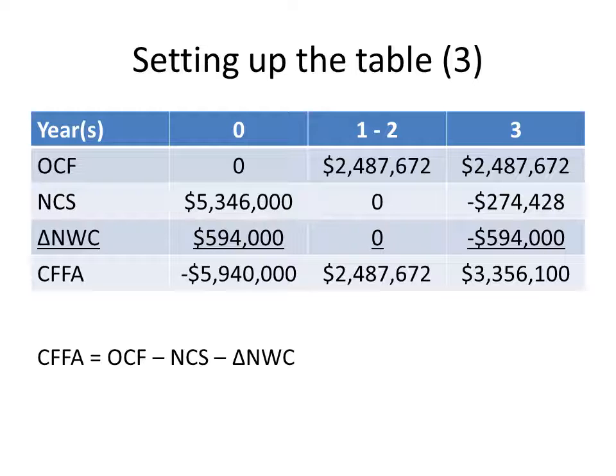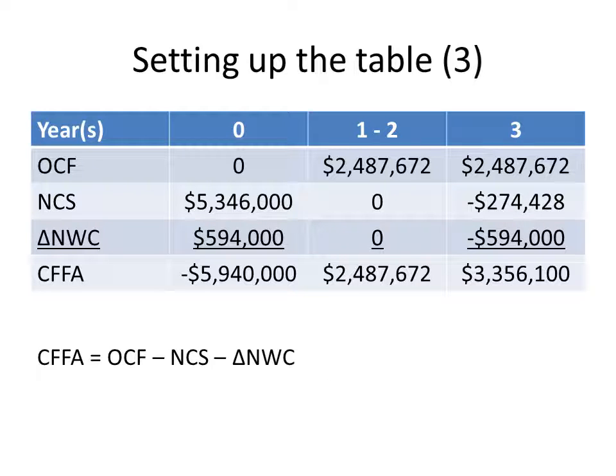And so if I take 0 minus 5,346,000 minus 594,000, I get negative $5.94 million for my cash flow from assets for year 0. Years 1 and 2 are quite easy. It's just simply equal to the OCF. And so I just bring that number down.